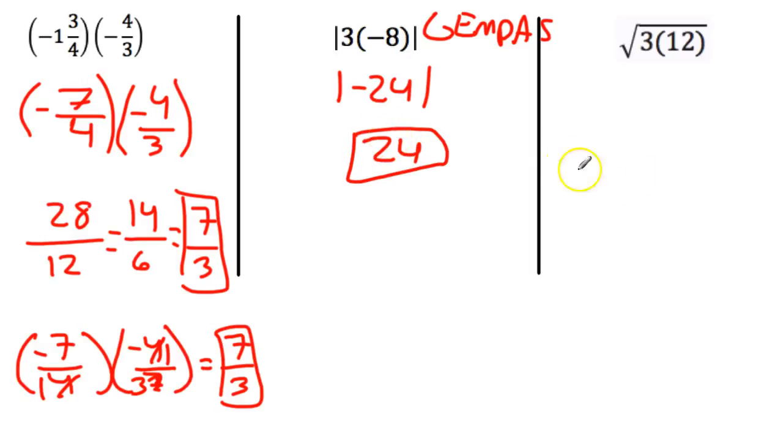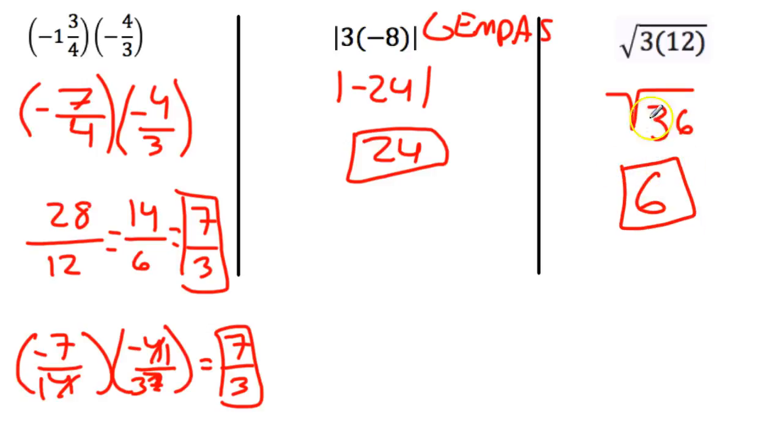The next one, we have a radical or a square root. That is also a grouping symbol, so we need to do everything inside here first. 3 times 12, that is 36, so we have the square root of 36, and that is going to equal 6. And just a reminder, a square root is a number multiplied by itself equals the number in there. So 6 times 6 is 36.